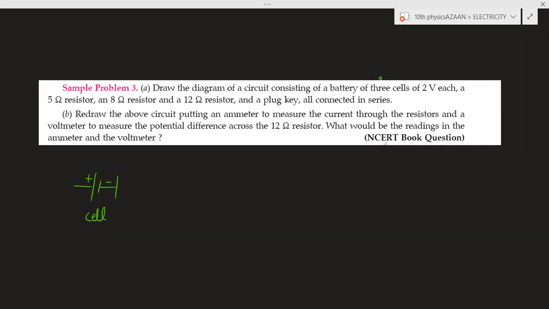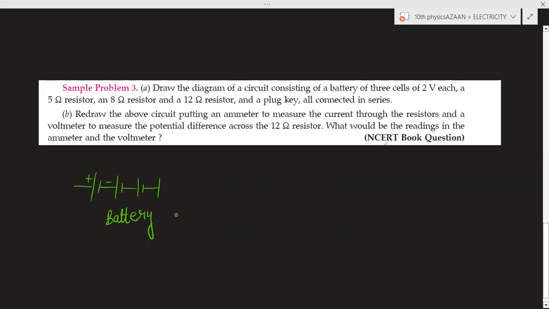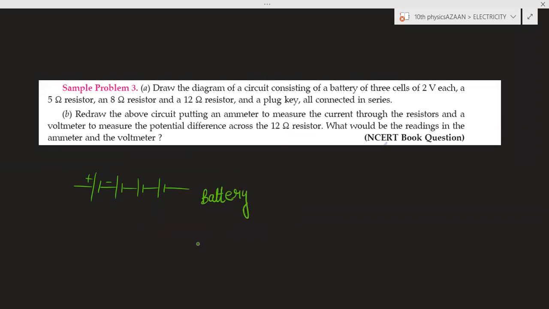If you combine cells like this, it will become a battery. What is this? This is a battery. So they are saying draw the diagram of a circuit consisting of a battery of three cells of 2 volts. So there is a battery having three cells of 2 volts. This is one cell of 2 volt, this is one cell of 2 volt, this is one cell of 2 volt. Basically this is a battery of three cells. So one cell, two cell and three cell. Positive, negative, positive, negative, positive, negative.